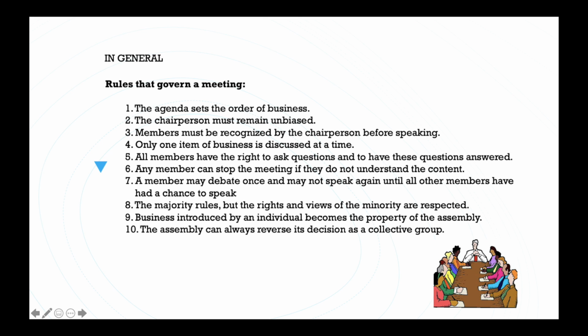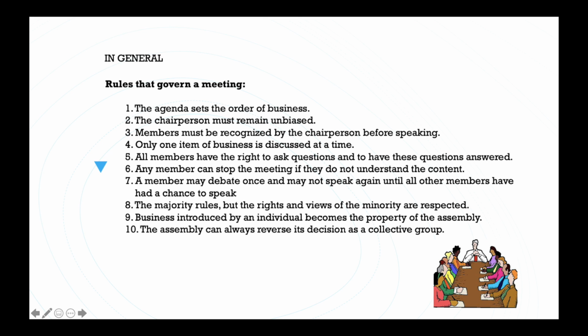The agenda sets the order of business. The chairperson must remain unbiased. Members must be recognized by the chairperson before speaking. Only one item of business is discussed at a time. All members have the right to ask questions and to have the questions answered. Any member can stop the meeting if they do not understand the content.